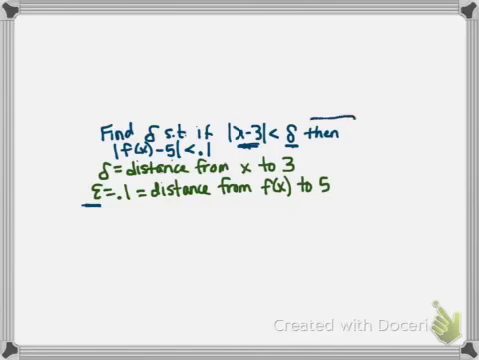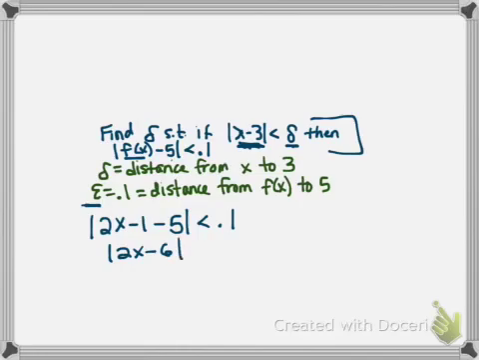This is saying the exact same thing as what we just answered graphically. How would you solve this algebraically? I'm trying to find the delta such that this is true. All I need to do is, what is my function? My function was 2x minus 1. So I put in the absolute value of 2x minus 1 minus 5 is less than 0.1. Now if I do some algebra, I have the absolute value of 2x minus 6 is less than 0.1.